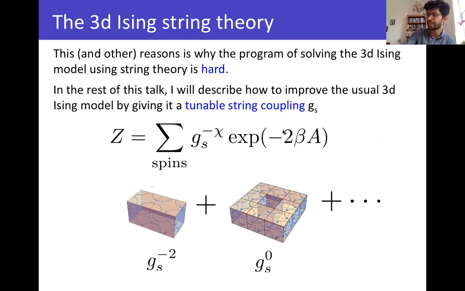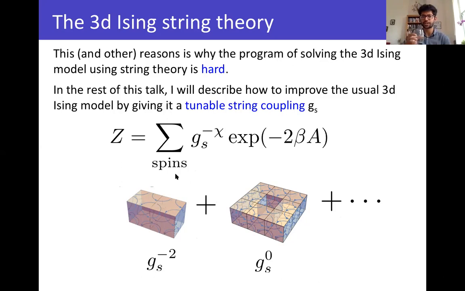So in the rest of the talk, I'm going to discuss how to improve on this situation a little bit by changing this model and giving it a new parameter. In addition to the string tension, which is beta, I'm going to also give it a tunable string coupling, G string. And now this sum is going to be a sum over all configurations weighted by their Euler character. So in particular, spheres will now be more important than tori, which will be more important than higher genus Riemann surfaces and so on, at least at small string coupling. And I'm also going to tell you how you can tune the string coupling, okay? So this is the goal for the rest of the talk.